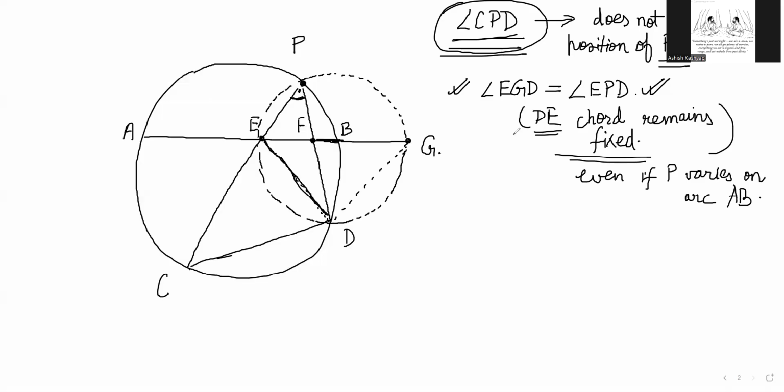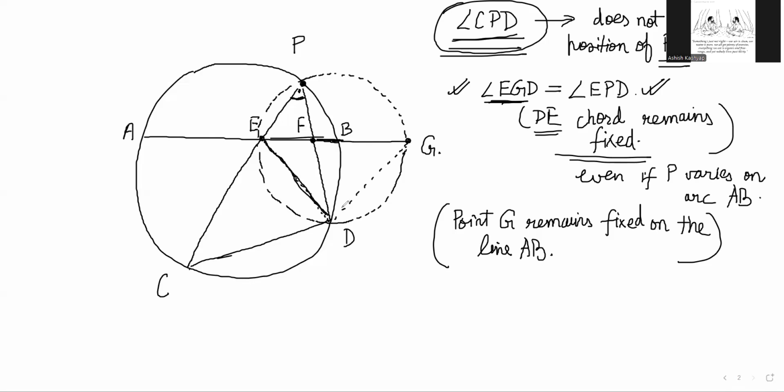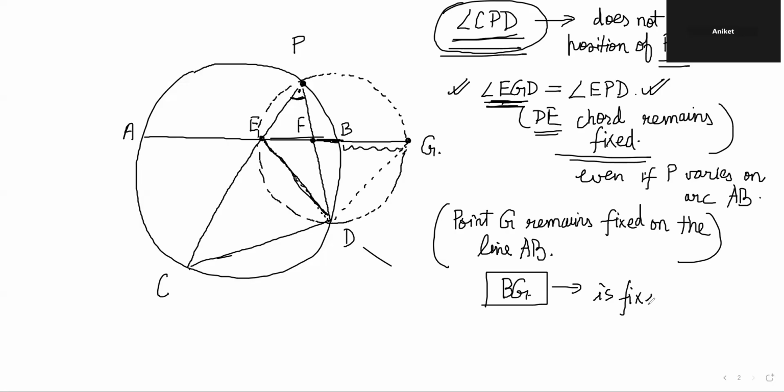Now, for all positions of P, because we have fixed this angle EGD, that means point G remains fixed on the line AB. By that, what I mean is the extra length BG is fixed. How much extra you have to draw AB to get to G, that is fixed. So if this BG length is remaining constant, now we can do power of a point. BG length is constant. So notice what is happening because of this CPD being fixed.